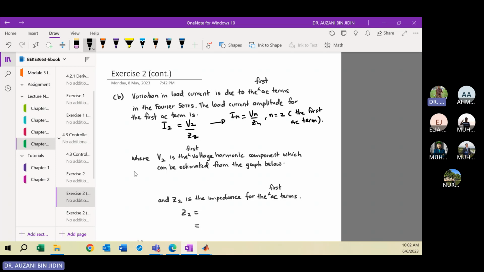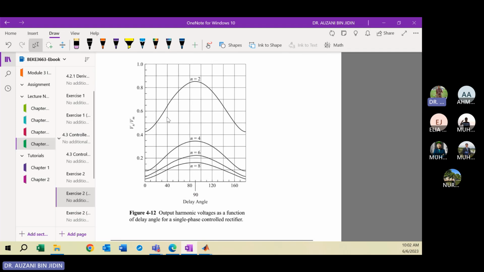Where V2, and this is important, V2 is the first voltage harmonic component, which can be estimated from the graph below. This graph is given here. From the curve you have n equals 2, so this is the first harmonic. Then the second harmonic is at n equals 4. If your frequency is 60 Hz, you multiply by 4, which is 240 Hz. Then the third harmonic is n equals 6, fourth n equals 8.